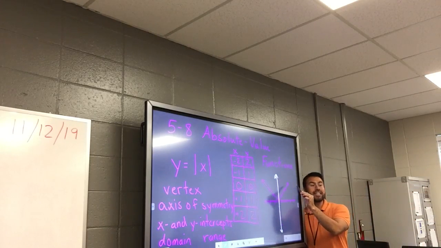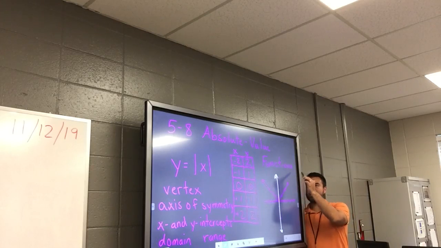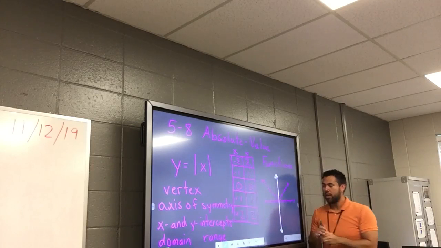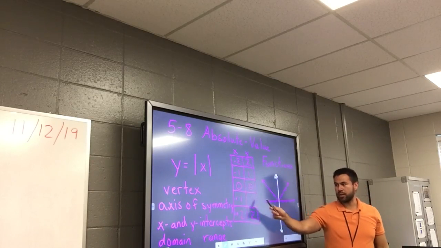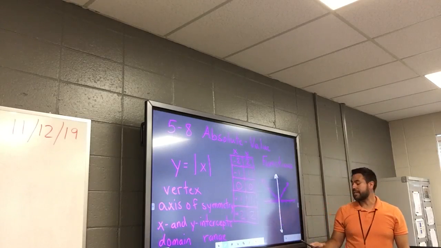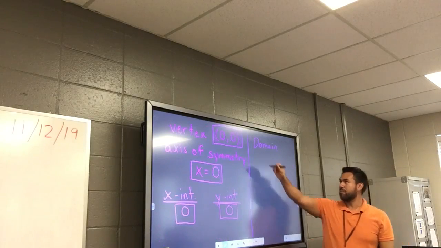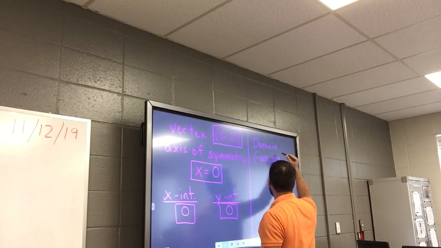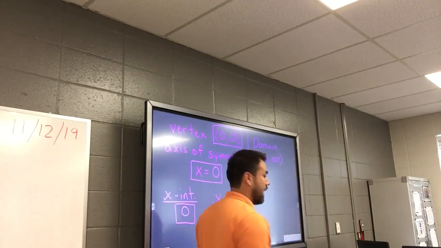Do you see that this line would continue going infinitely? All right. What are the possible x values? Infinity and negative infinity. It's anything from negative infinity to positive infinity. That's the domain.